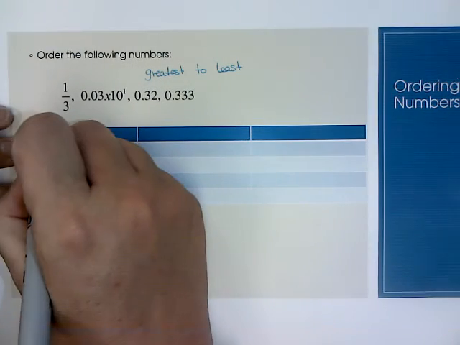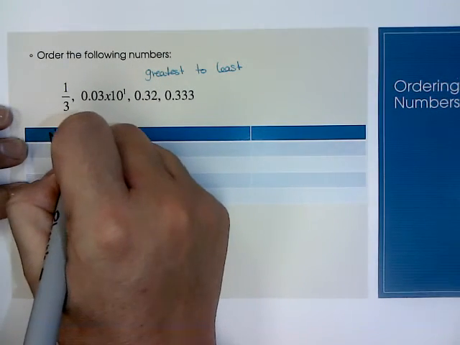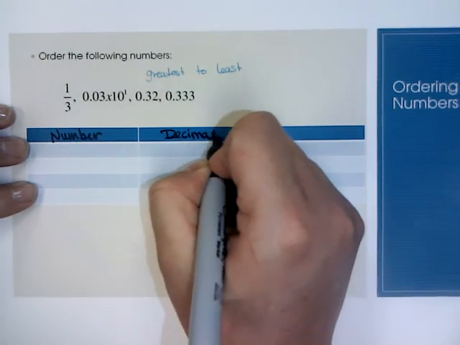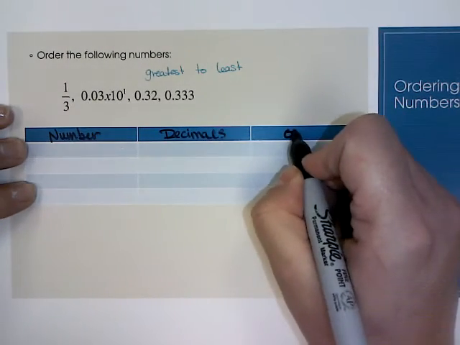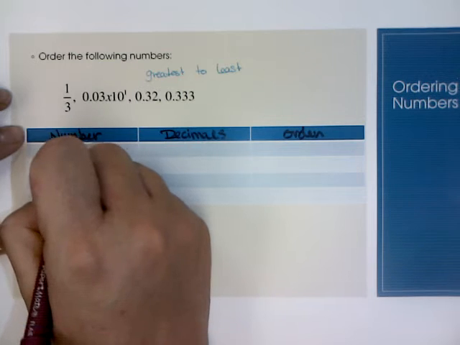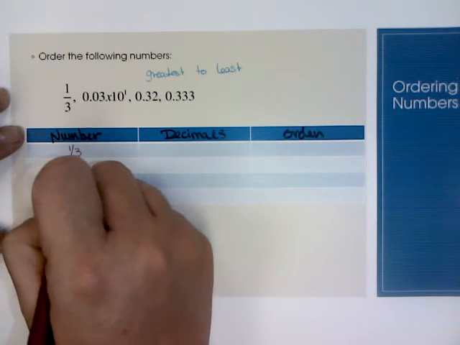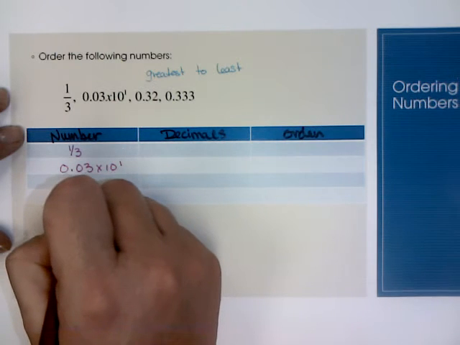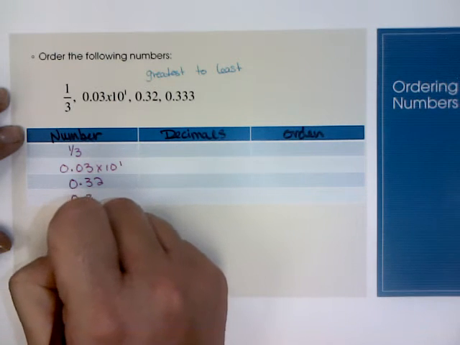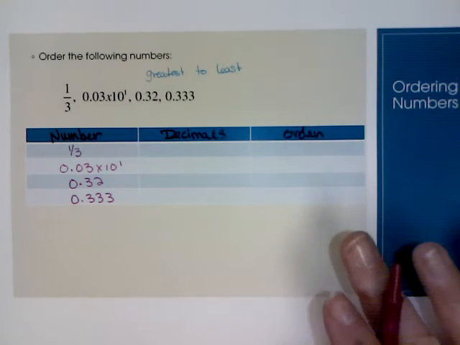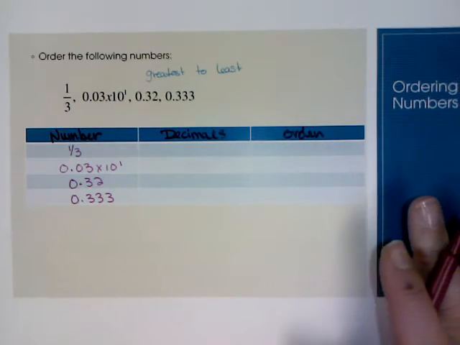Always remember that your number will go in the first. You're going to convert everything into decimals in the second one, and then you're going to order them in the third box. So if I take a look at this, my 1/3 is going to go here. My 0.03 times 10 to the first, 0.32, and 0.333. Then it's my turn now to go ahead and turn everything into decimals.